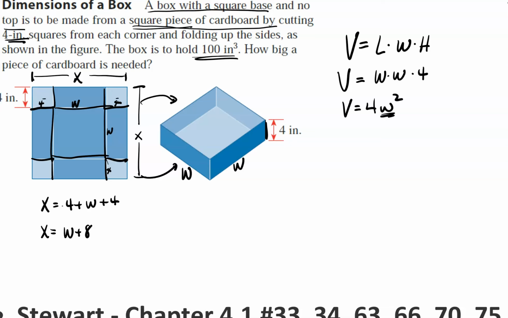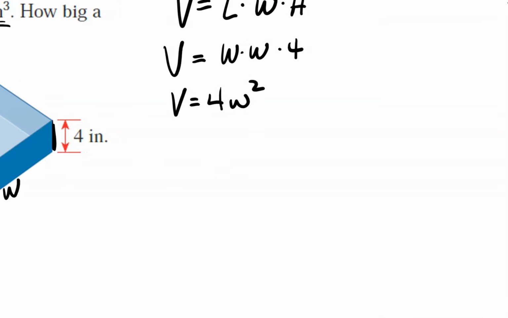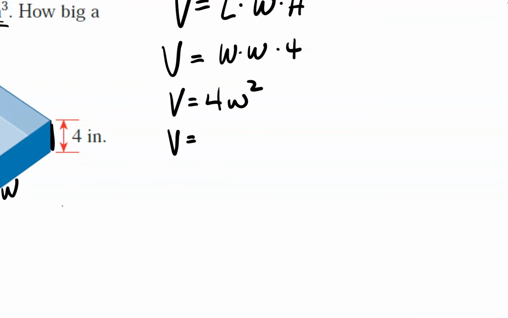Now our equation over here was built on W, so we need to get W by itself. W by itself would be X minus 8. We've seen that a bunch with our two-step equations that we solved earlier in this class. So now I'm changing W to X minus 8, and I've got volume is equal to 4 times X minus 8 squared. Moreover, our volume ends up being 100. That's our goal. We want to create a box that contains 100 cubic inches.